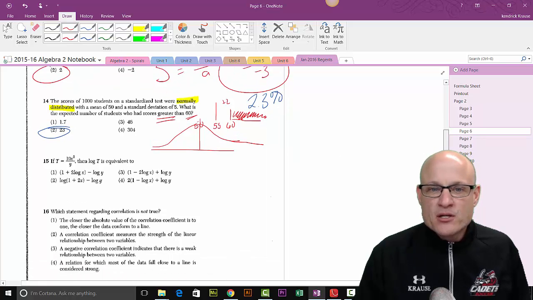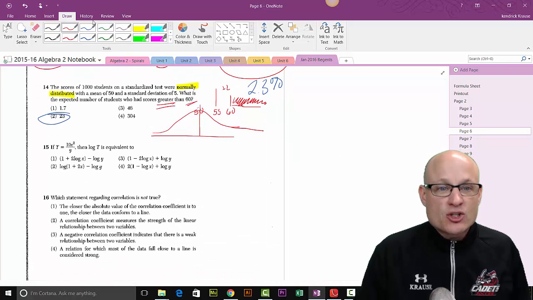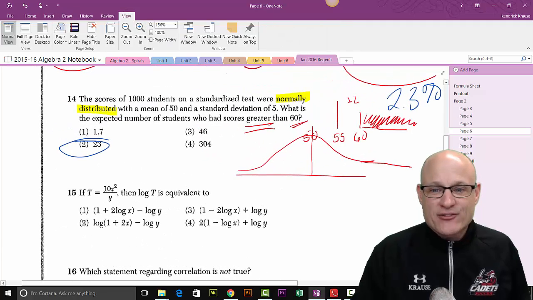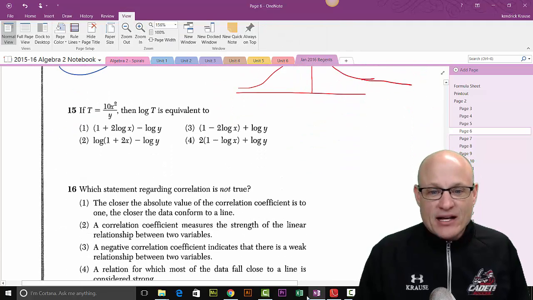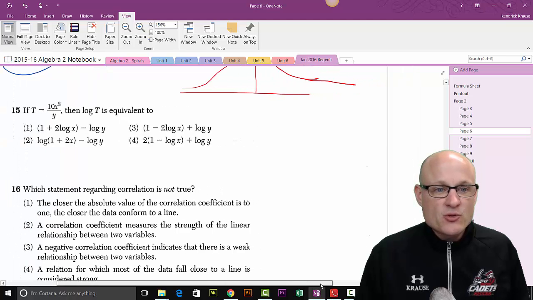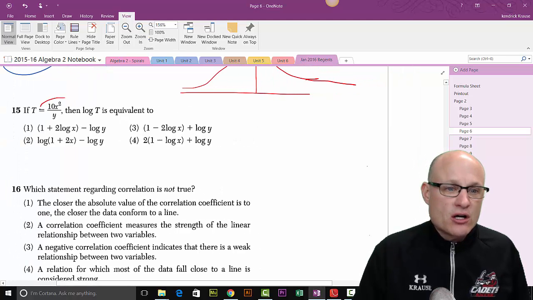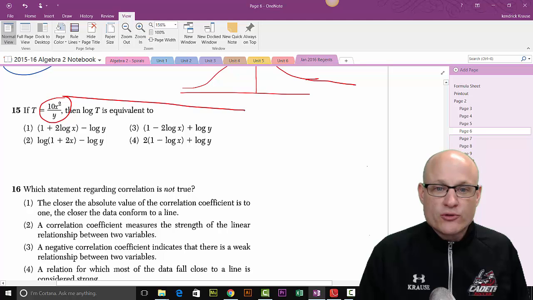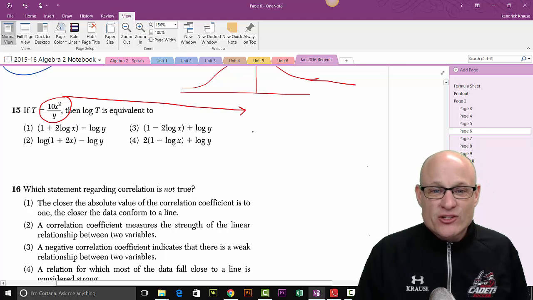Logarithms. That's the unit we're in currently right now in class. So that's not that bad. Anyway, what we're going to do is take the log of this thing. So you've got to remember the log rules. The log rules are pretty simple. If we have division, that turns into subtraction.